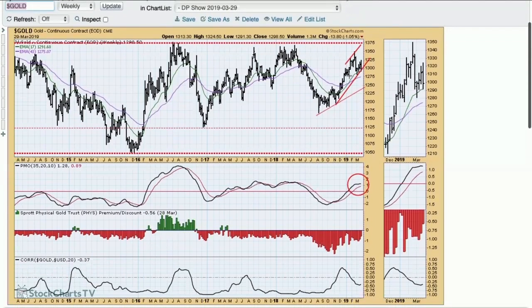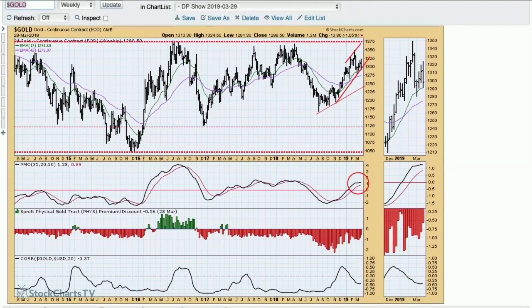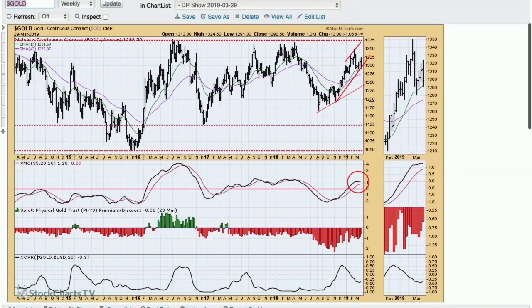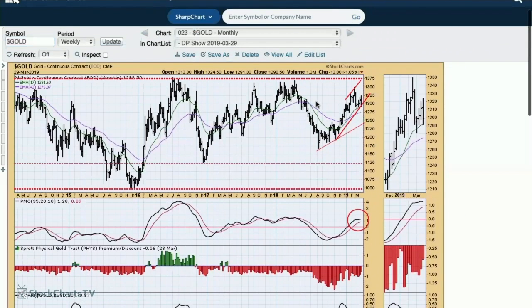Gold was disappointing this week. It was moving pretty nicely towards the top of the trading range, and then broke down and recaptured some of that loss, but then broke down some more on Friday. Still, we've got a positive PMO moving sideways, so all is not lost.